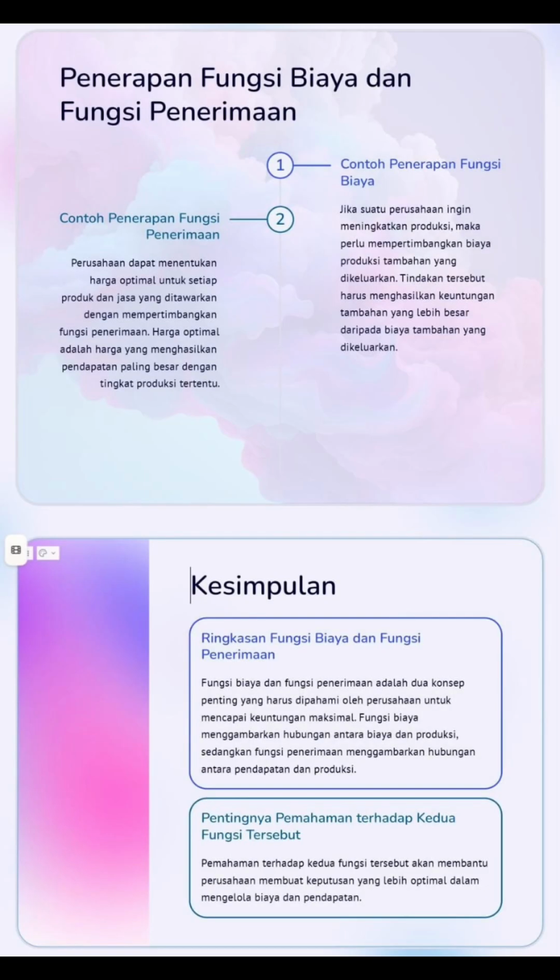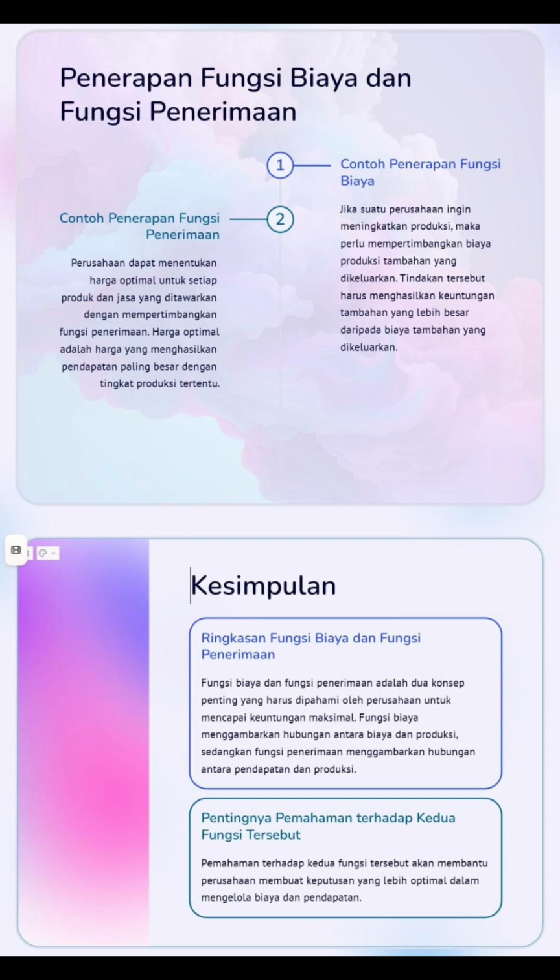Okay. And application of the cost function and revenue function. Number 1. Example of application of the cost function. And 2. Example of implementation of the revenue function. The company can determine optimal price for each product and service offered by considering the revenue function. The optimal price is the price that produces the greatest income with a certain level of production.